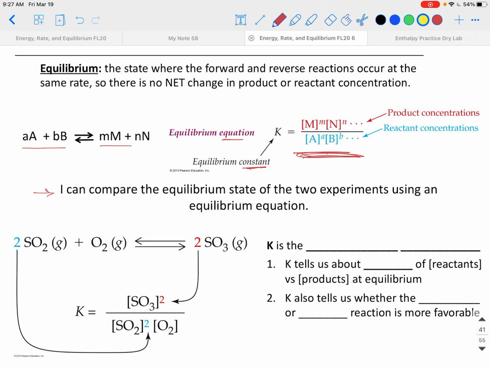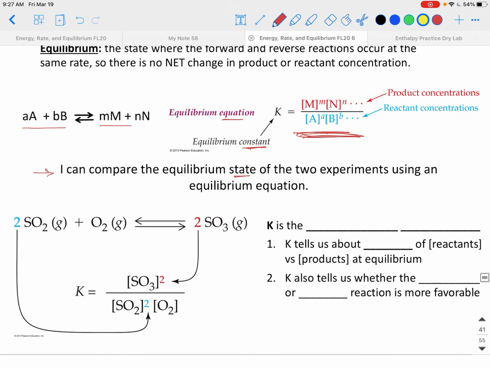What does this statement say right here? I can compare the equilibrium state. Okay, what does that mean? What is an equilibrium state? Well, I'll define that in just a second. Of two experiments using an equilibrium equation.